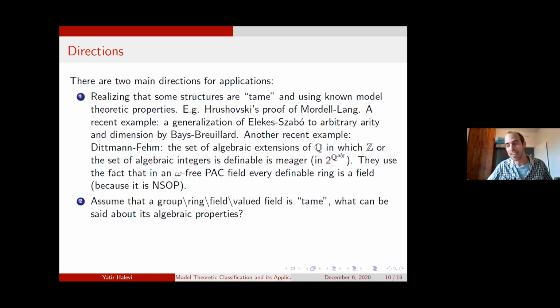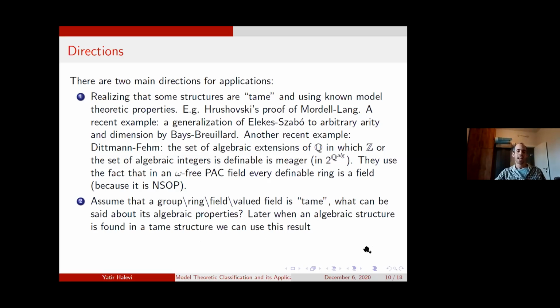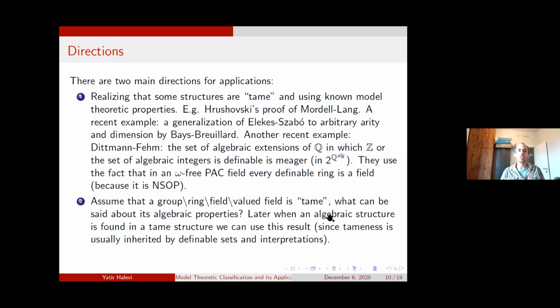And we saw two examples like this, when we saw that every stable integral domain must be a field, and every dependent integral domain must have finitely many maximal ideals. Now there's a whole host of these kind of properties. Now how do we use it is that later when these algebraic structures pop in some kind of tame structure, we can use its result. What do I mean by this?